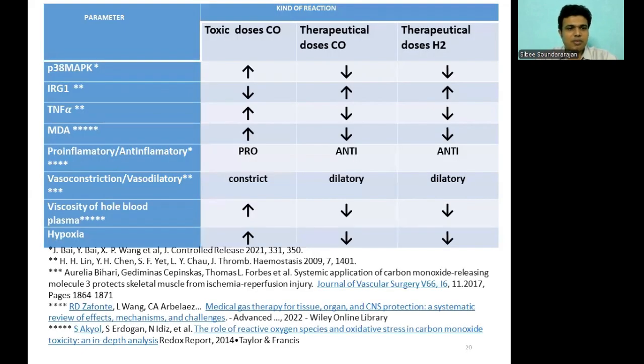The toxic effects of carbon monoxide, which consist in blocking the transfer of oxygen in the blood and the development of hypoxia, vasoconstrictor, and pro-inflammatory effects, cause a protective, anti-inflammatory, and vasodilator reaction, and also reduce tissue hypoxia. Hydrogen has the same spectrum of therapeutic action.